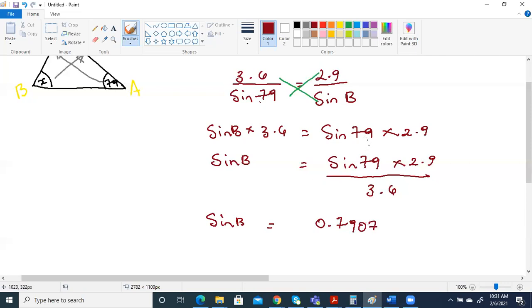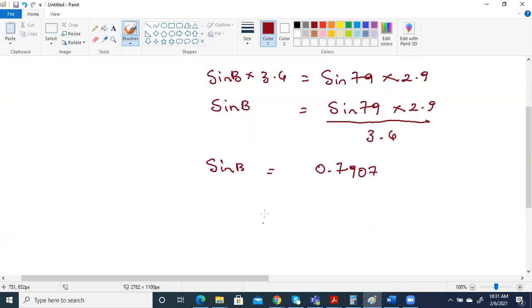0.7907. So all of this up here, if you multiply the top and then divide it by 3.6, you get 0.7907. Now we have to carry the sine across so that we can have B by itself. If we carry the sine across the equal sign, it becomes an inverse. Yes, that's what we were talking about just now. So the B, which is the angle, is going to equal sine inverse of 0.7907.